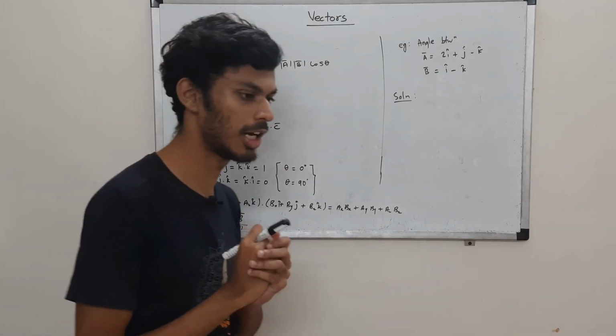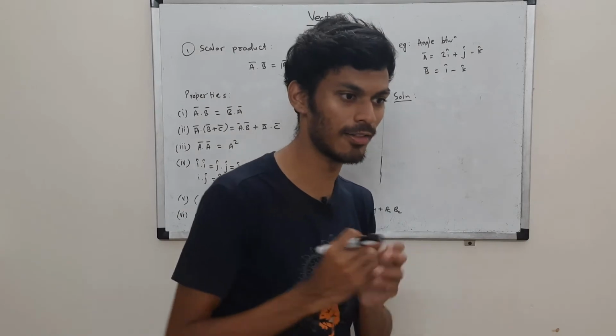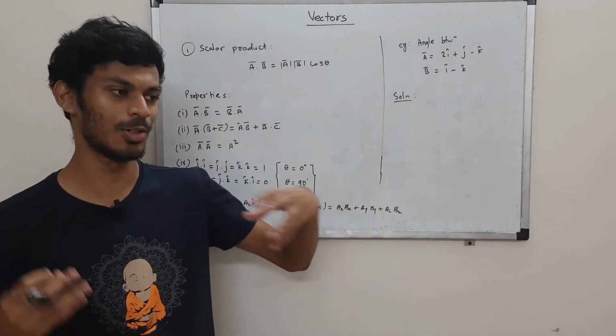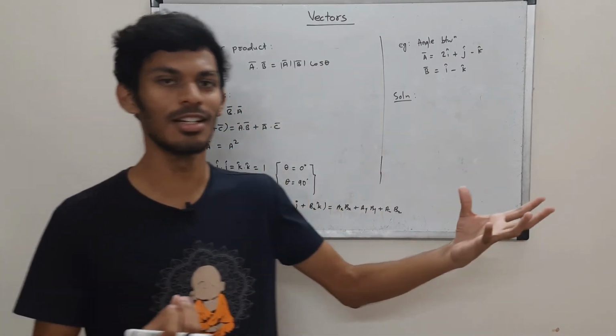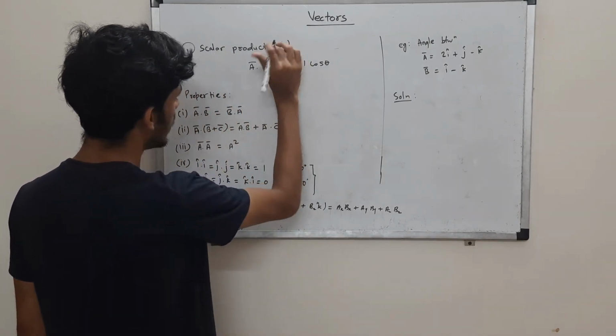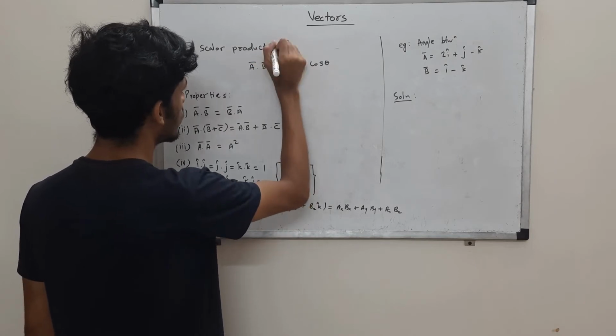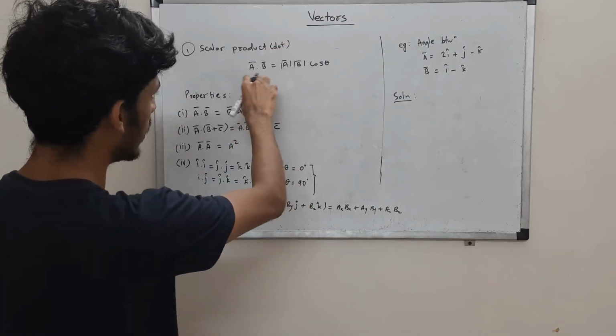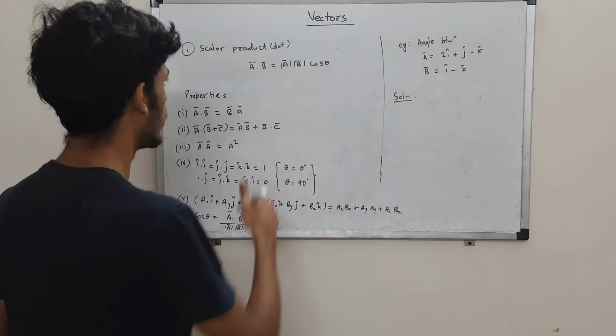So in scalar product, as the name suggests, it is a product which gives a scalar. Okay, so it's a product of two vectors which gives a scalar. It is also called dot product. Okay, so basically you represent it by a dot, so it is also called dot product. Okay, so A dot B. So it is scalar product or the dot product.